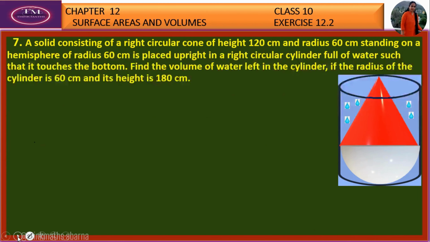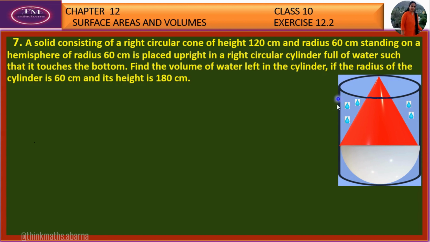So moving on to the next 7th problem. A solid consisting of a right circular cone of height 120 centimeter and radius 60 centimeter standing on a hemisphere of radius 60 centimeter is placed upright in a right circular cylinder full of water such that it touches the bottom. Find the volume of water left in the cylinder. If the radius of the cylinder is 60 centimeter and its height is 180 centimeter.